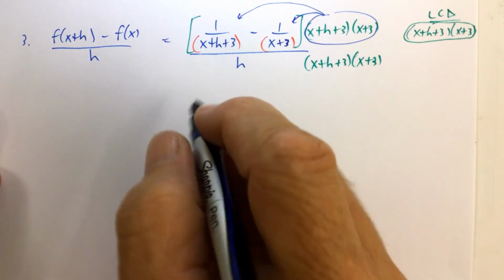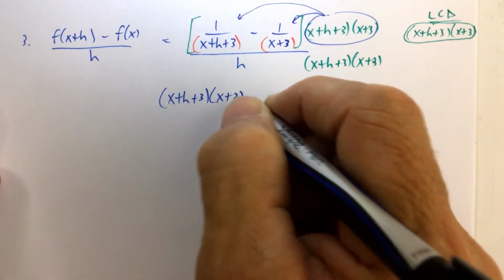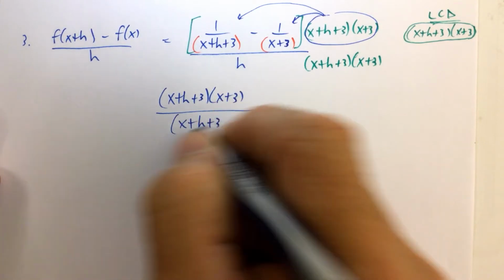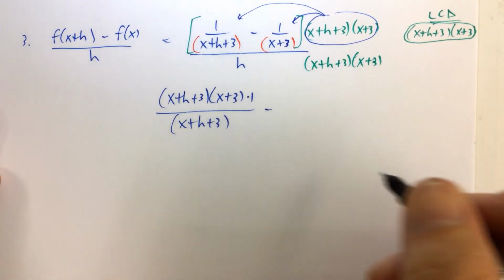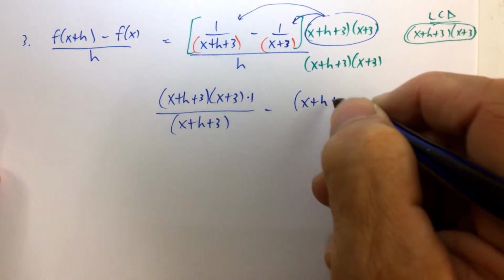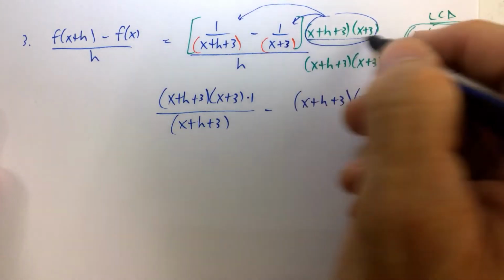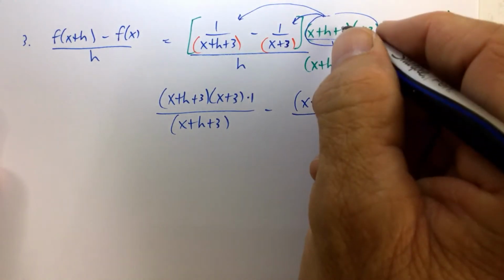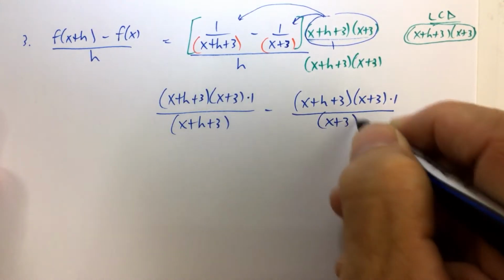So let me write all of that out. I'm going to have x plus h plus 3 times x plus 3, and that being multiplied by the first fraction, we put the x plus h plus 3 down there. And then we have this also, that's times 1, but we don't even have to write the times 1, but I'll do that for effect. And then minus this x plus h plus 3 times x plus 3 times 1. So we multiply the numerators by 1, and then the denominator, this whole expression multiplied by 1 over x plus 3, there's an x plus 3 in the denominator.